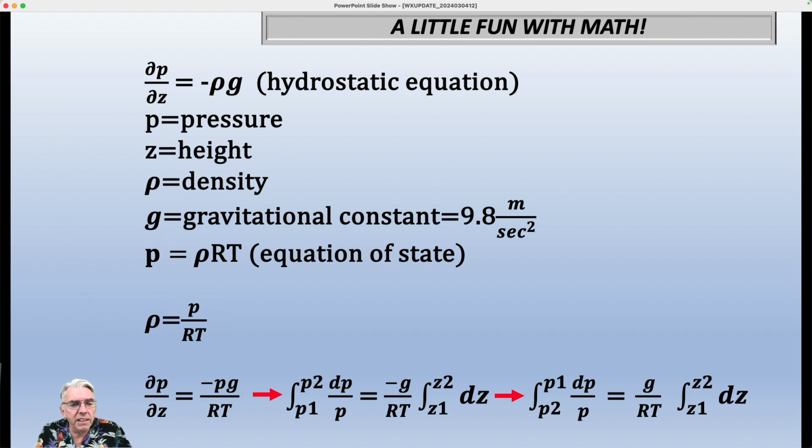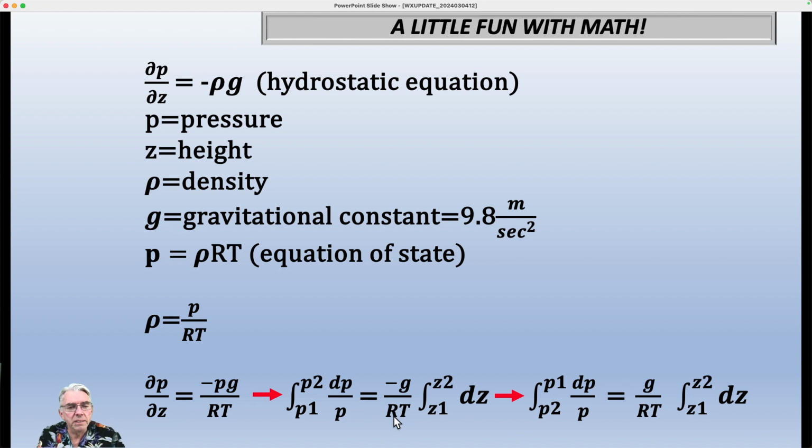Now, there's something in calculus called integration, okay? But before I get to that, we're going to divide both sides of this equation here by P, so this is going to go down here, and we're going to multiply both sides of the equation by dz, which is going to get rid of this and put it over here. So we have dP over P is equal to minus g over RT.